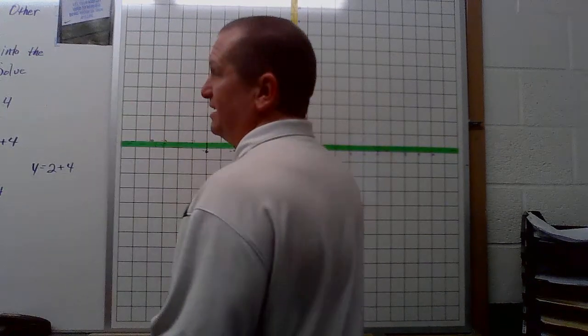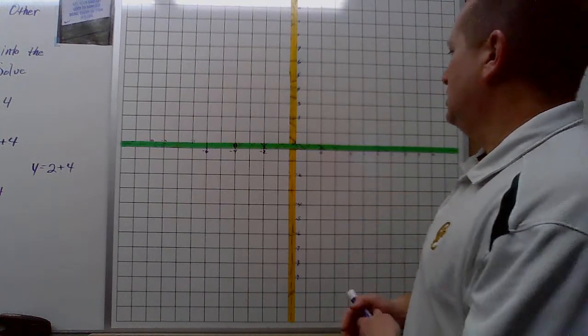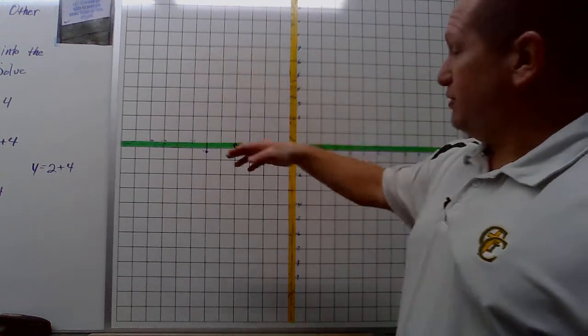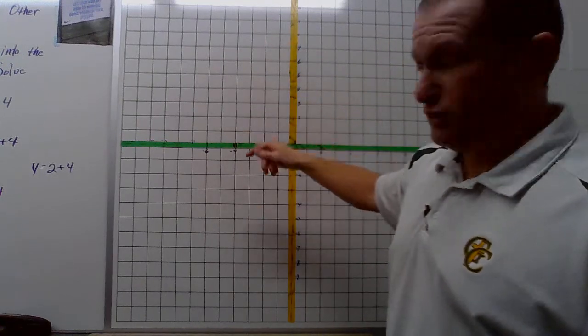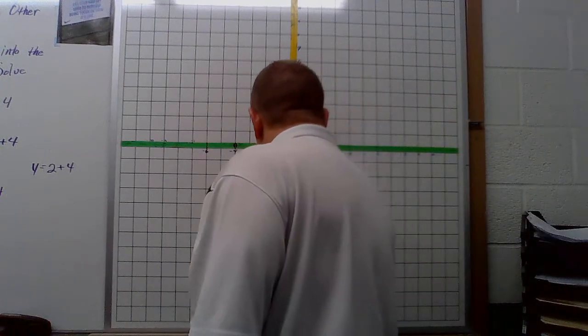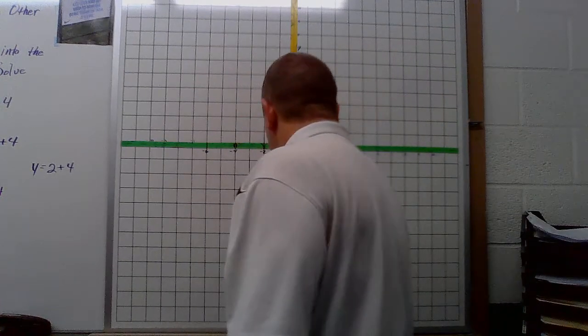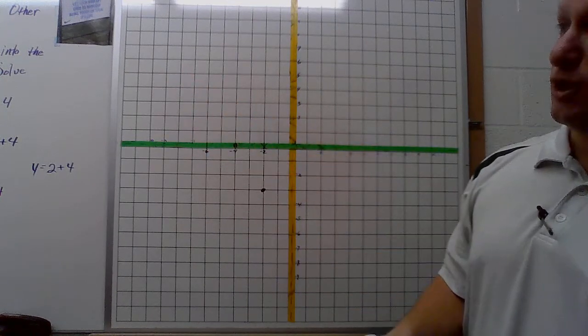The first point is negative 2, negative 3. So where do we go? Remember, the first coordinate's always my x, so I'm going to go left and right first, and then I'm going to go up and down. So if it's negative 2 and then negative 3, I find where those 2 points meet, and I put my first dot. And then the next point was 0, negative 7.